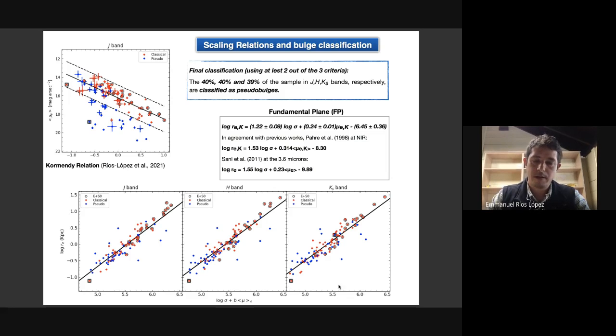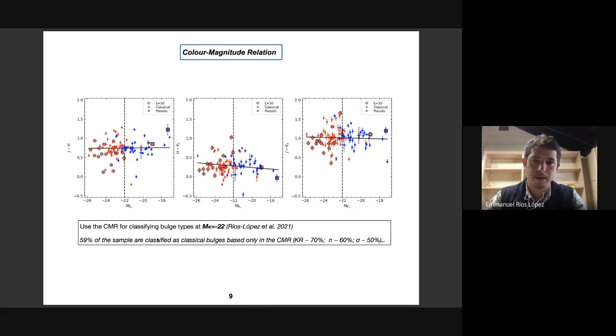Below is shown the fundamental plane that we constructed for our sample. Here are the 3 bands of TUMAs, J, H, and KS. There is also a distinction between these two populations, but it is not as clear as in the Cordoba relation and in Faber-Jackson, which are projections of the fundamental plane.